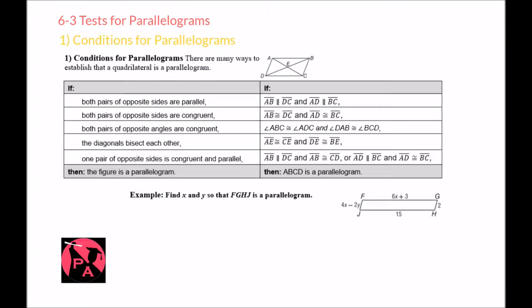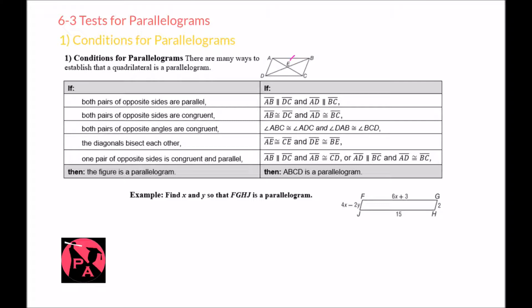The last one is if one pair of opposite sides is congruent and parallel. So if we only know that, let's say this is the only pair that we know of, and they are parallel and they are congruent, then this figure automatically becomes a parallelogram. So let's go over these statements.